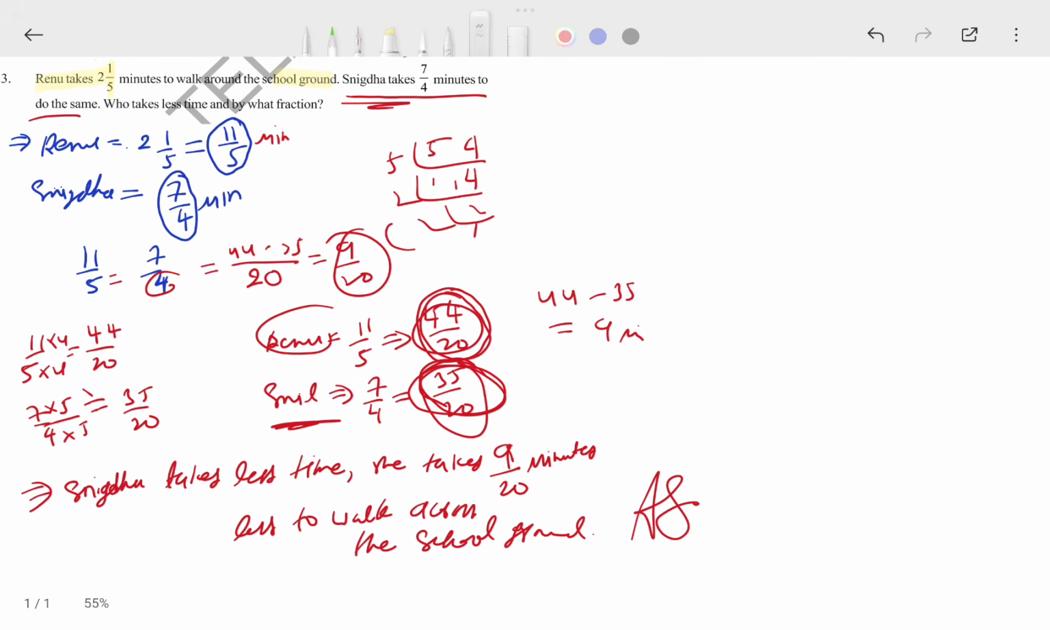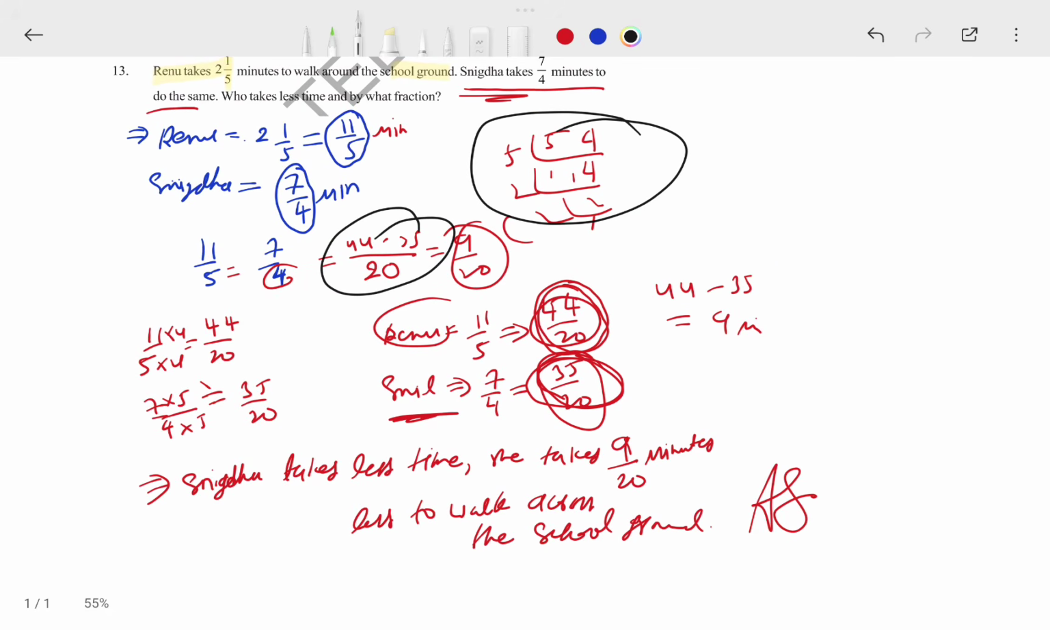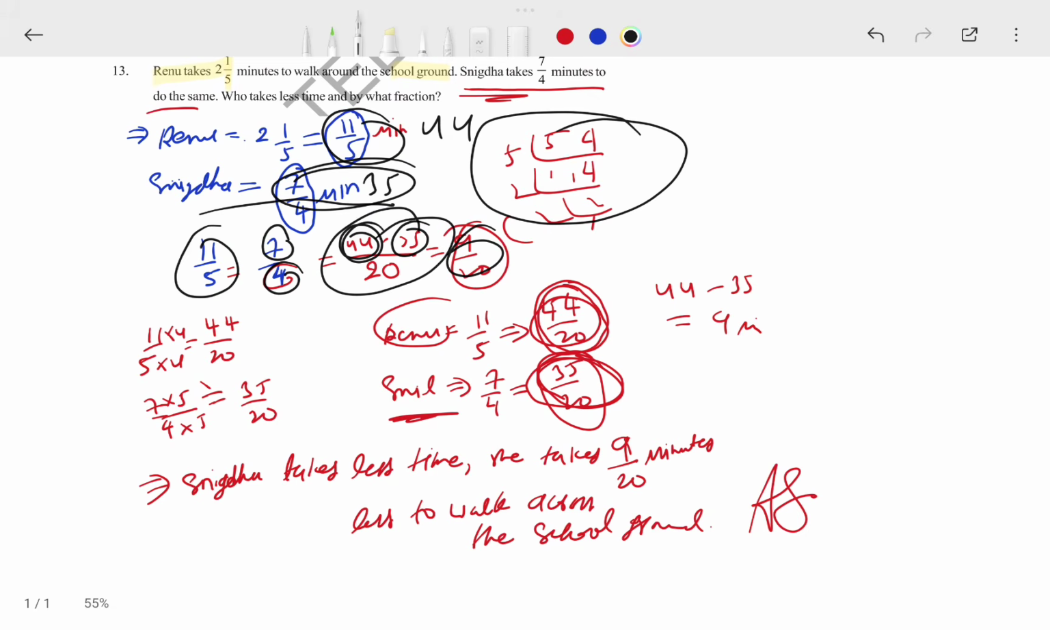Just take the LCM. What I did here is I took the LCM, that's 20. In the 5 table, 20 is how many times? 4 times. 11 into 4 is 44. So that girl is covering it in 44 minutes. In the 4 table, 20 is how many times? 5 times, so that's going to be 35. So this girl is traveling in 35 minutes. It is clear. When we subtracted, I got 9 by 20. It means that Sindha is taking less time because of 35 minutes. That's why. It is a very simple question.